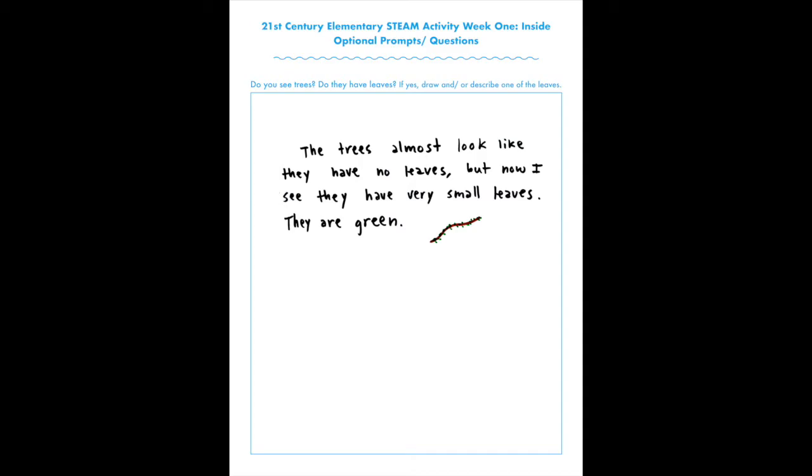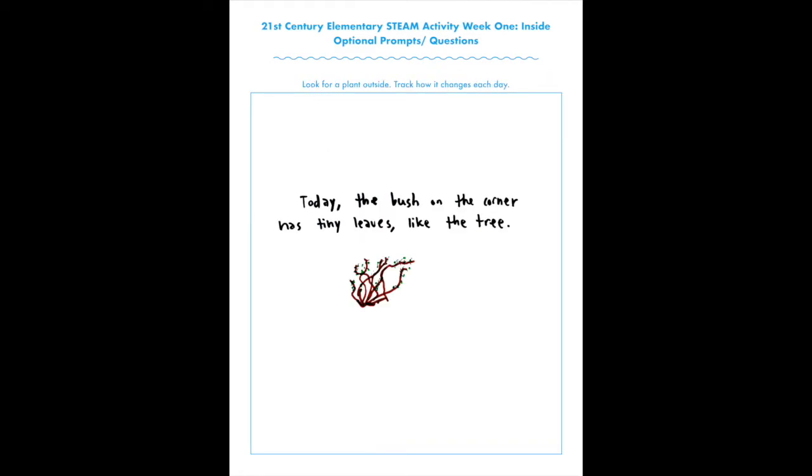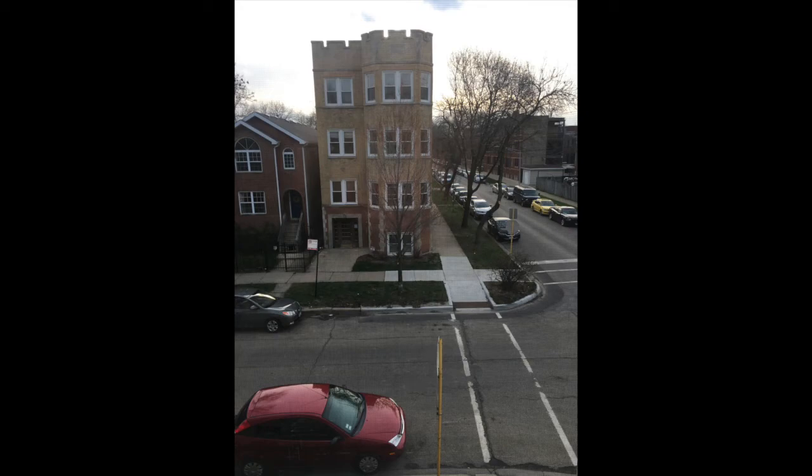Do you see trees? Do they have leaves? If yes, draw and/or describe one of the leaves. The trees out my window almost look like they have no leaves, but now I see that they have very small leaves. They are green. Look for a plant outside. Track how it changes each day. On this day, the bush on the corner has tiny leaves, like the tree. Can you see the bush I'm talking about? How about when I circle it in yellow? I wonder what it'll look like in a week.